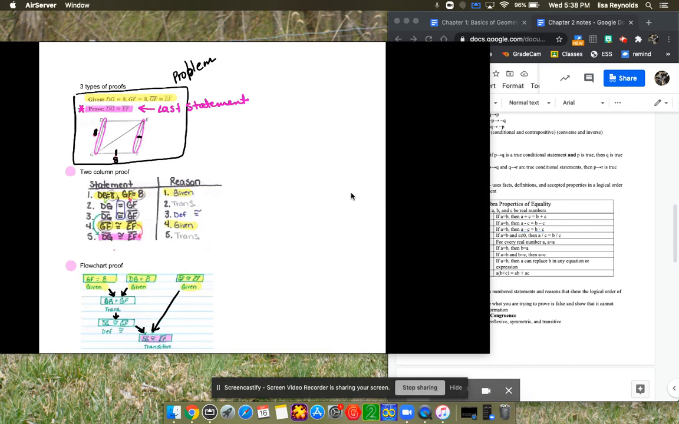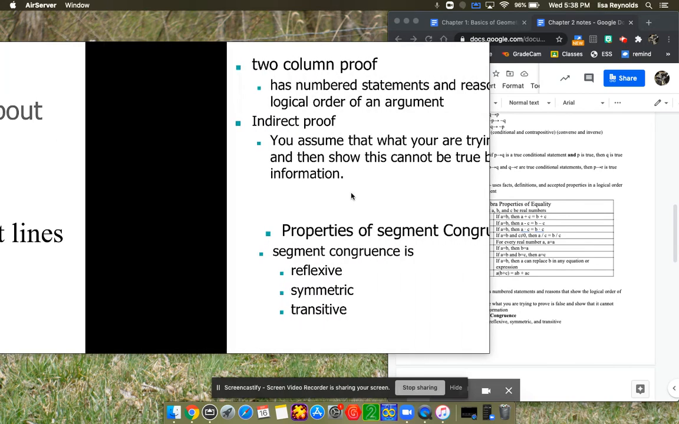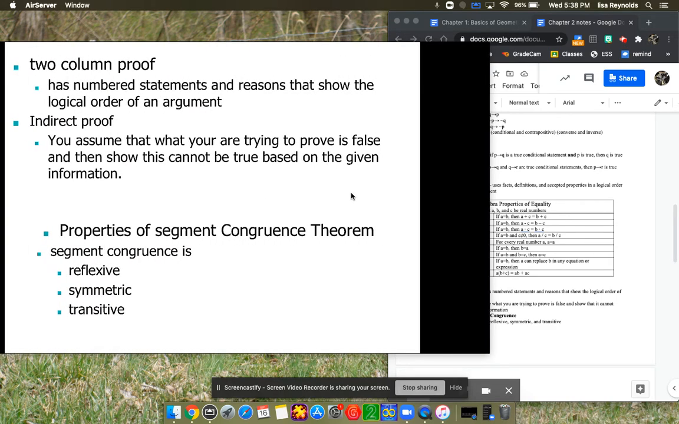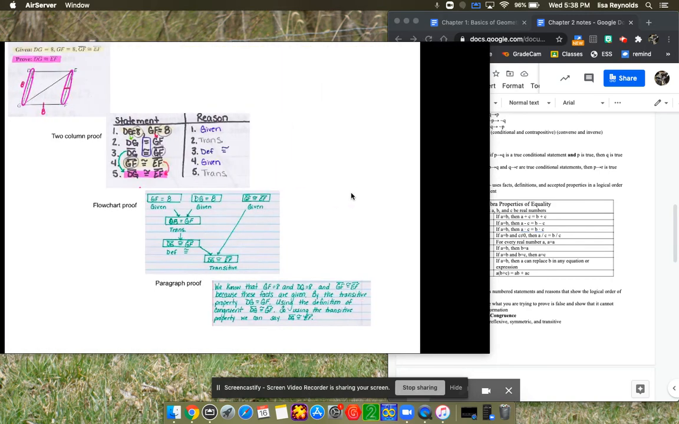All right, so keep this set of notes handy, and we're going to look at some example problems. So keep together the information about our different types of proofs. So we are going to concentrate on doing 2-column proofs, and we may occasionally also be asked to do a flowchart proof.